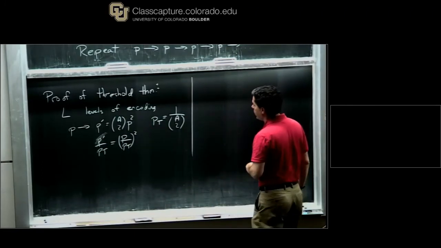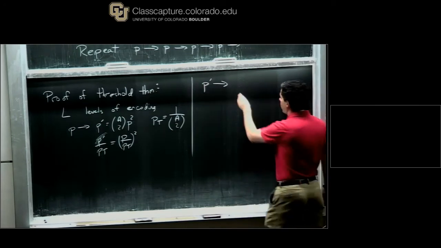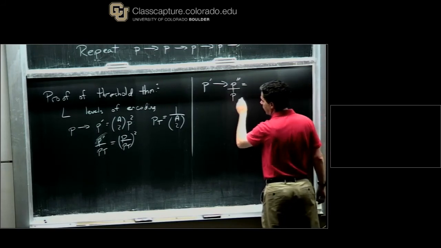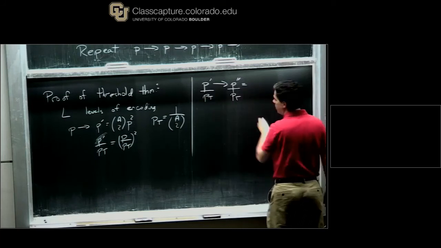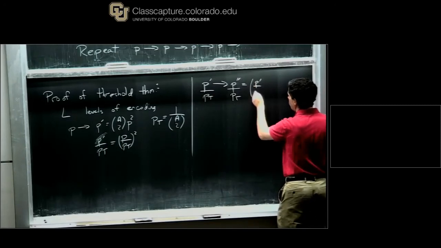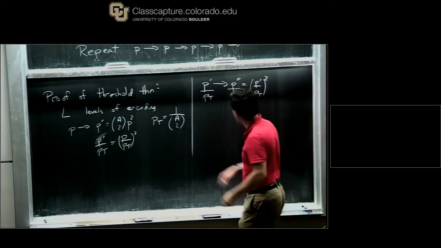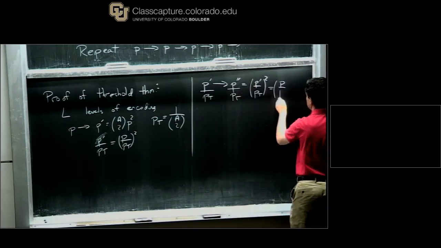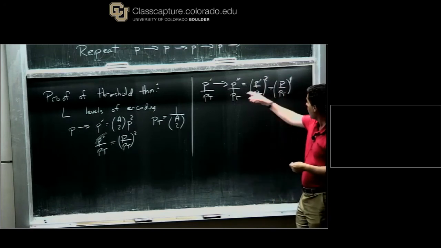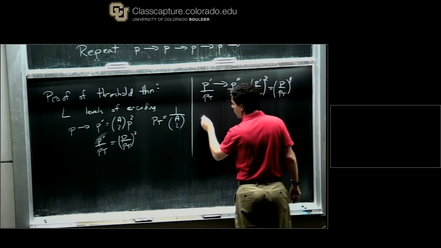So then we take off another level of encoding. We'll find that p prime goes to p double prime, and p double prime over p sub t just follows the same equation. It's p prime over p sub t squared, right? Which is p over p sub t to the fourth. And you can see that every time we do this, we're going to square this again.